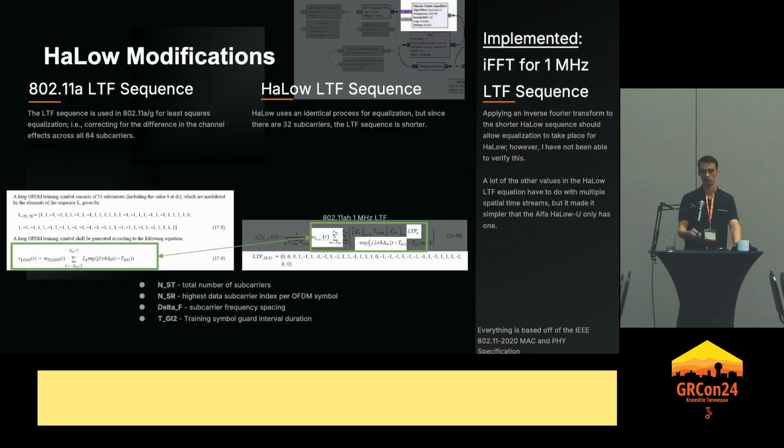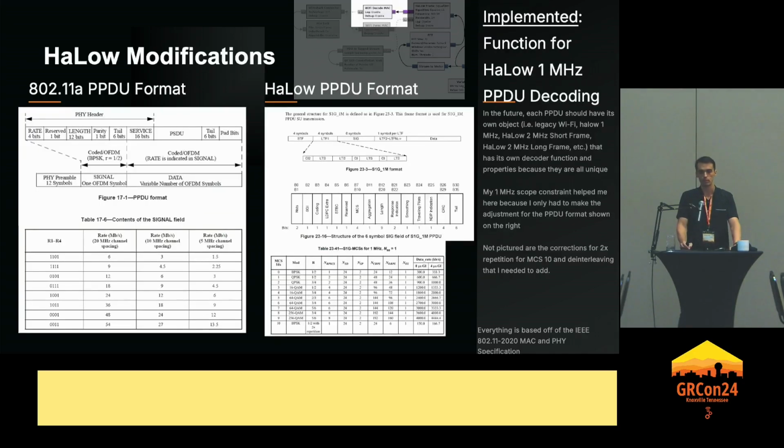But this I felt was still a necessary step. The next step was modifying the physical layer protocol data unit format, or PPDU format. The signal field of Halo is actually way more verbose than that of legacy Wi-Fi. So I was actually using this as my litmus test to determine whether my receive was actually working or not. Because as I showed in the video, I was setting the exact modulation coding scheme.